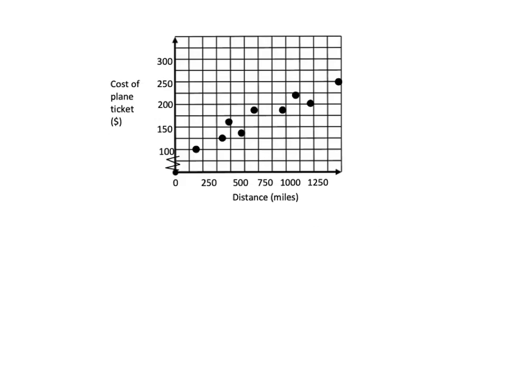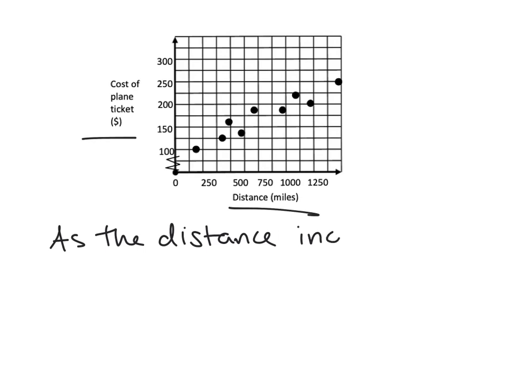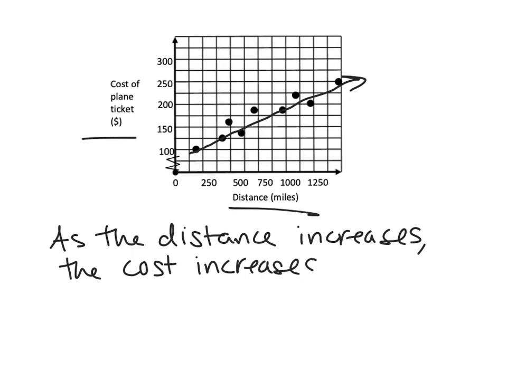All right, and then let's look at this one. We're comparing distance and the cost of a plane ticket. So we would say as the distance increases, the cost, and we're going to see what happens. So as I increase my distance, I can see that the cost also is going up. The cost increases. And for a correlation coefficient, I might say that this has a correlation coefficient of a positive 0.8.